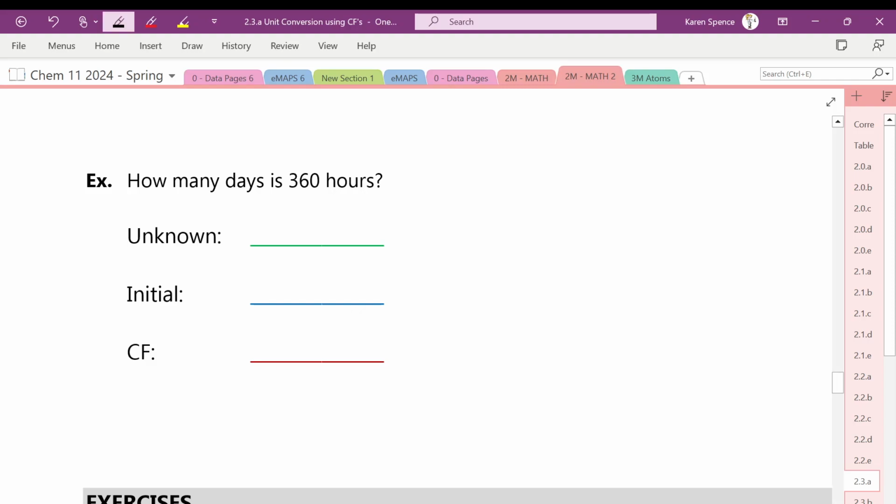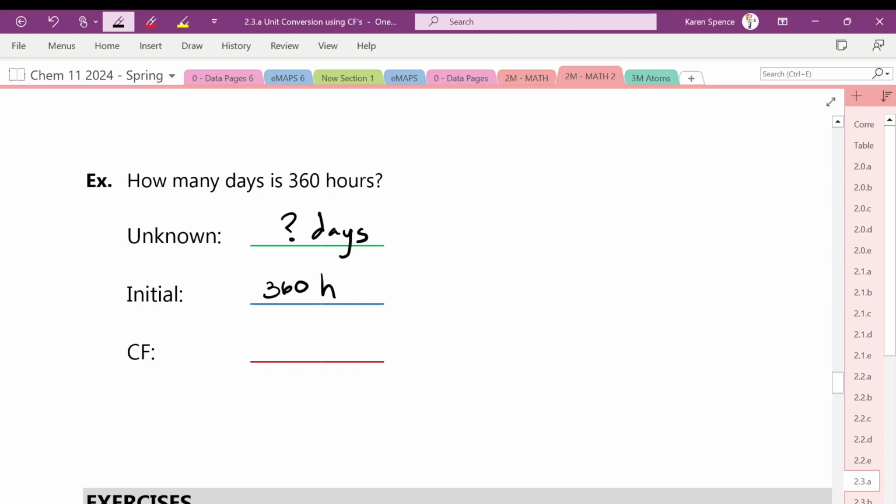Let's do this one here, because sometimes the conversion factor will not be something given in the question. Sometimes it's something you are expected to know. How many days is 360 hours? What is your unknown? Number of days. I don't know how many days. What is your initial quantity? 360 hours. And I'm just going to put H for hours, okay?